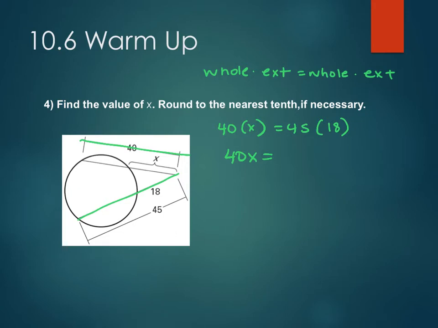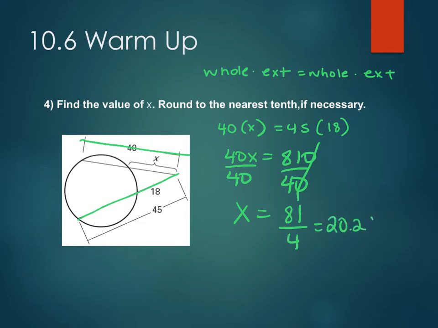What'd you get for 45 times 18? So what's 45 times 18? 810 divided by 40. Or 20 and a fourth. That's what. Okay. But it said round to nearest tenth, so technically it would have been 20.3.